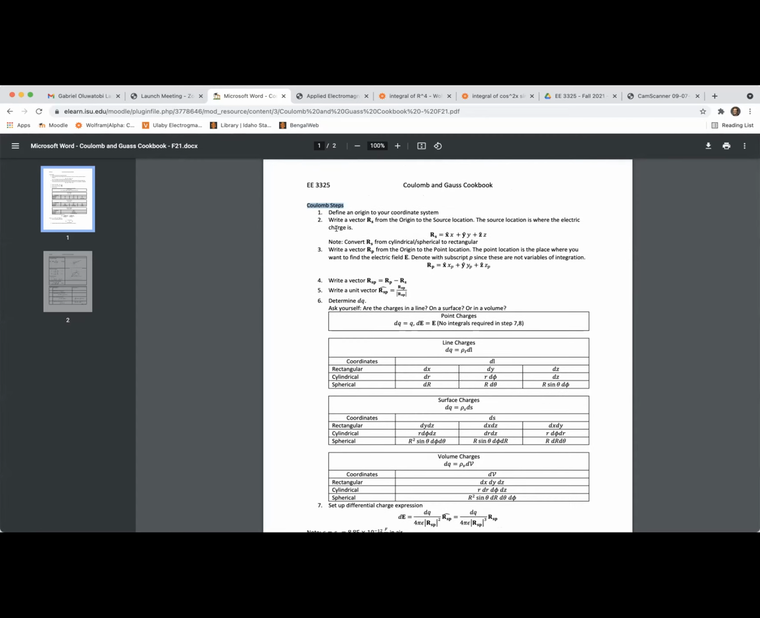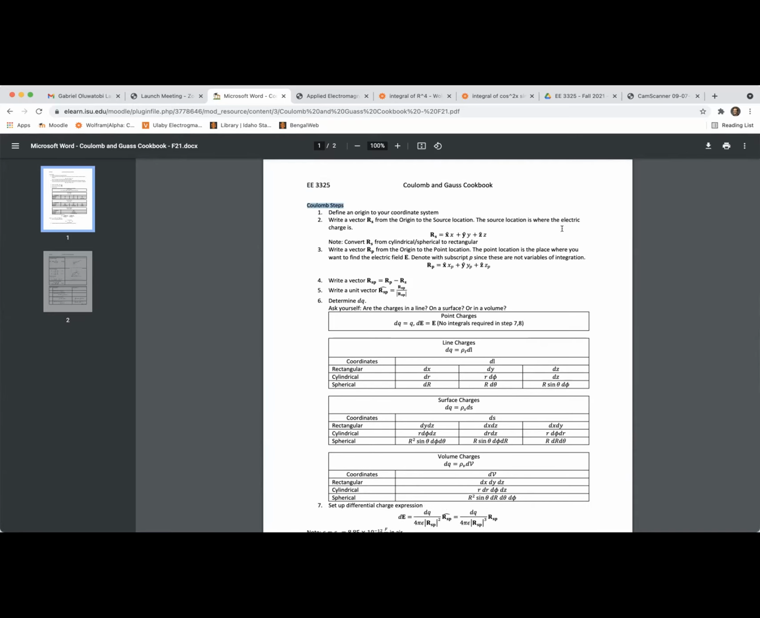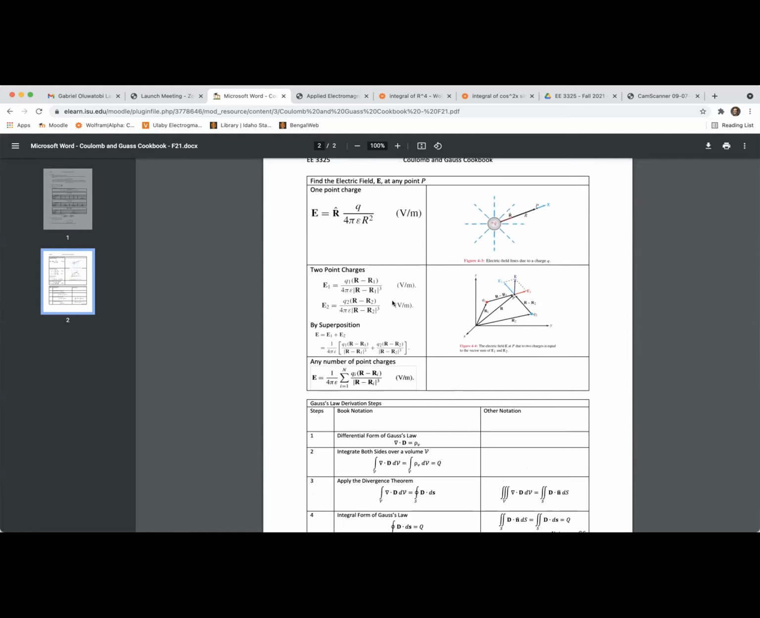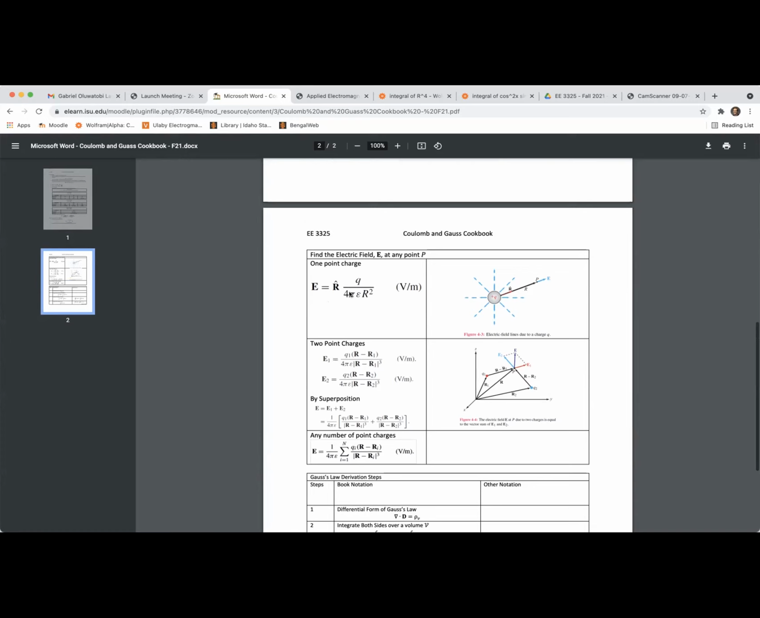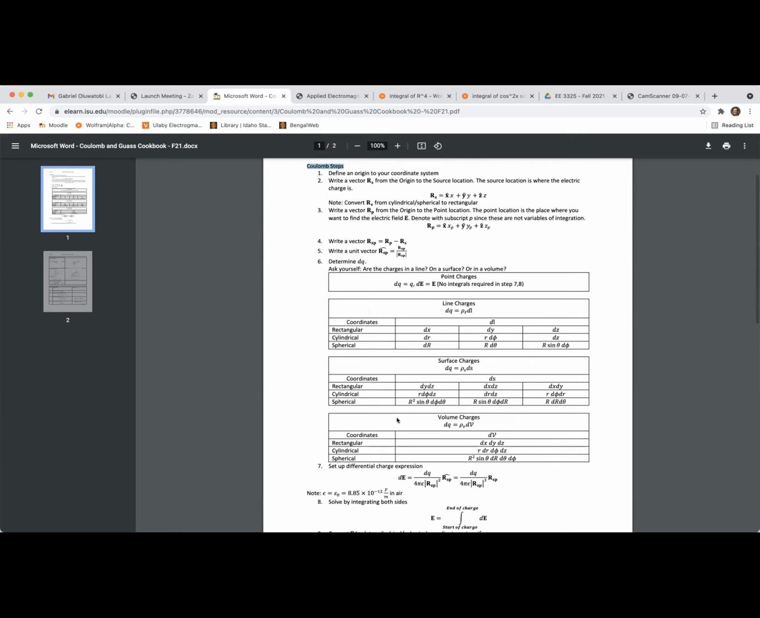And this cookbook has a 9-step method for finding that. And it also has some of the more rule-of-thumb results that you would get in step 9 for a few simple cases. So such as if you just had point charges like this one, you could use this point charge method, or you could go through these steps on the cookbook.